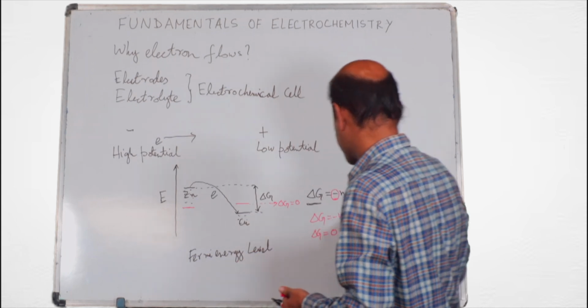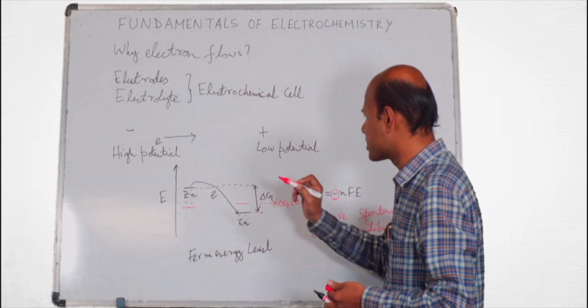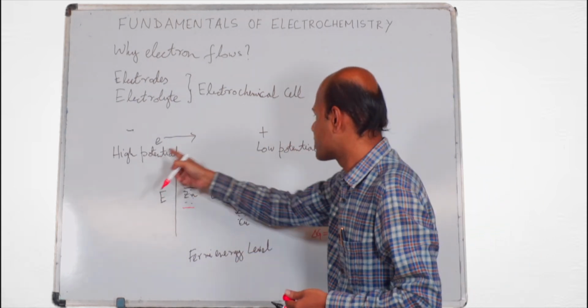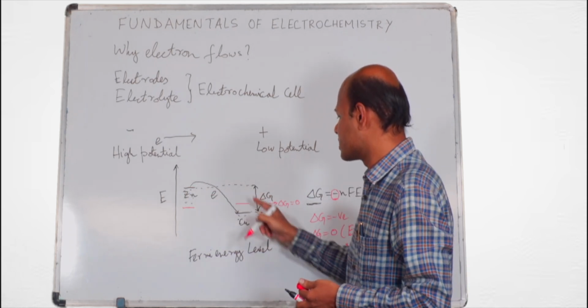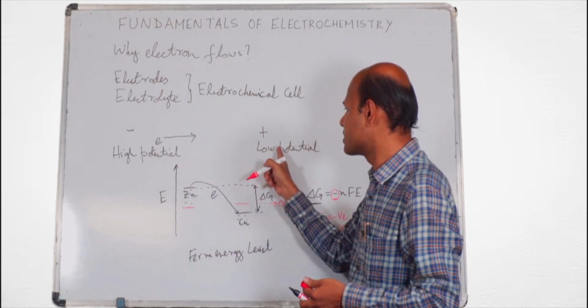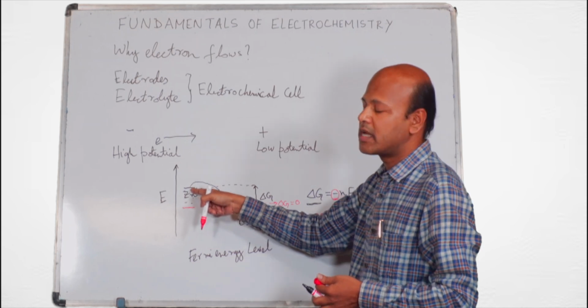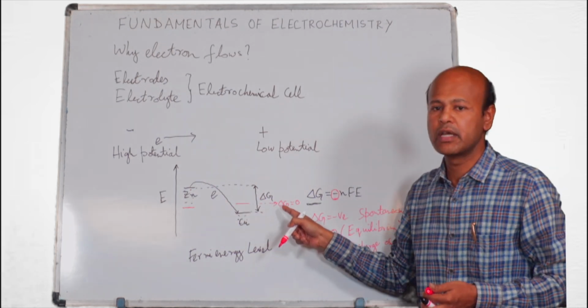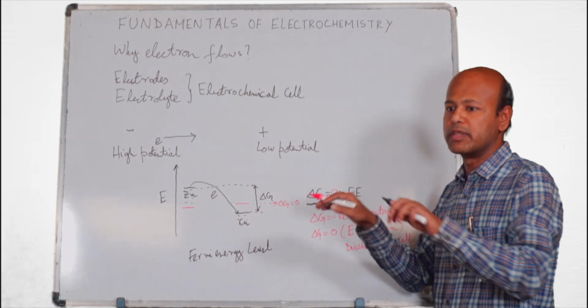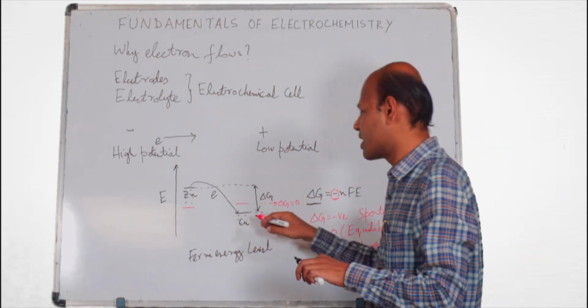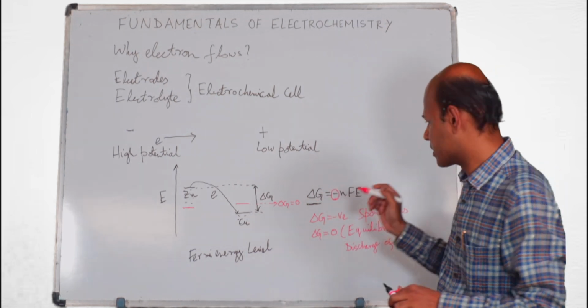Now what is potential? Because here is a difference in potential. As I told, high potential to low potential. So this is my high potential, this is my low potential. So you can say in terms of this, zinc is at high potential and copper is at low potential. And how long does this flow? When the two potentials become equal, and that is the equilibrium condition.